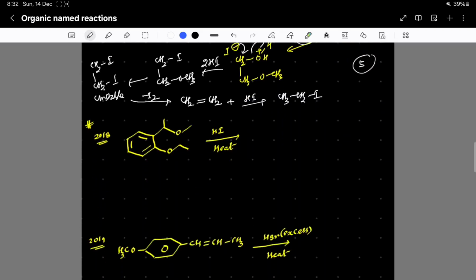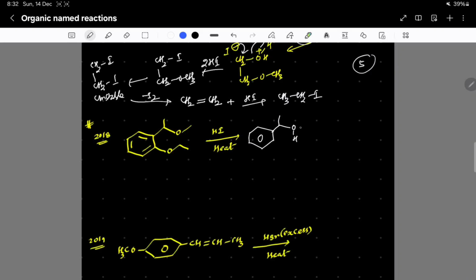Now, okay students, we will practice some PYQ questions of JEE Mains. Look here, advanced questions are very few. The examiner is mostly concentrating on the Mains point of view. Now look at this, HI followed by heating. Now we will get this. Look, this is the step 1 process. Now he is asking only for the possible product, right?